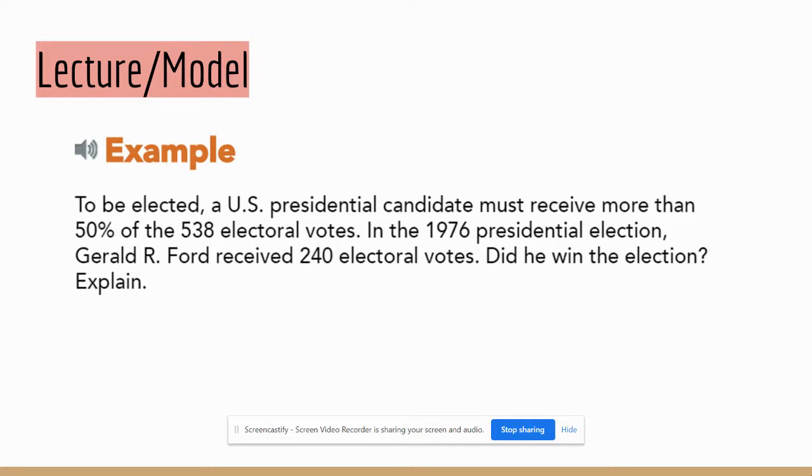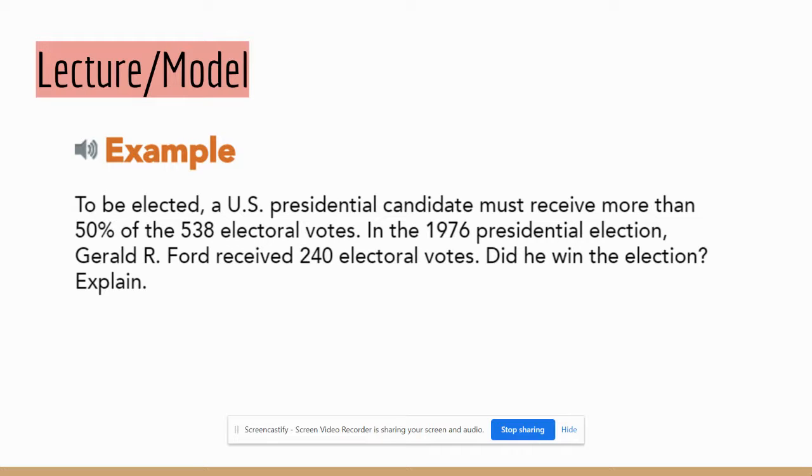I want to take a look at this problem here. To be elected a U.S. candidate, you must receive more than 50% of the 538 electoral votes. In the 1976 election, Gerald Ford received 240 electoral votes. Did he win the election?